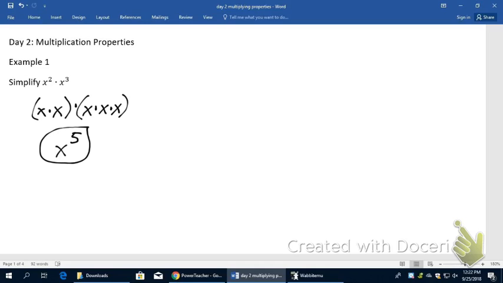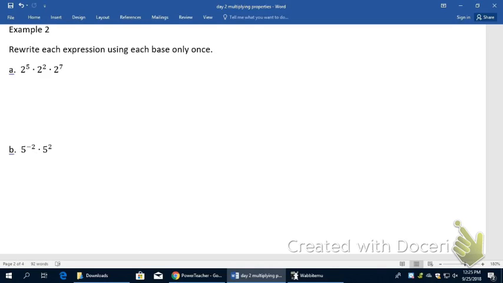Now keep in mind here that you could have actually shortcut this by thinking of it as being x to the 2 plus 3, where you add your exponents when like bases are being multiplied, which would have gotten you your answer. And that's what I'm going to be referencing throughout the rest of the lesson.